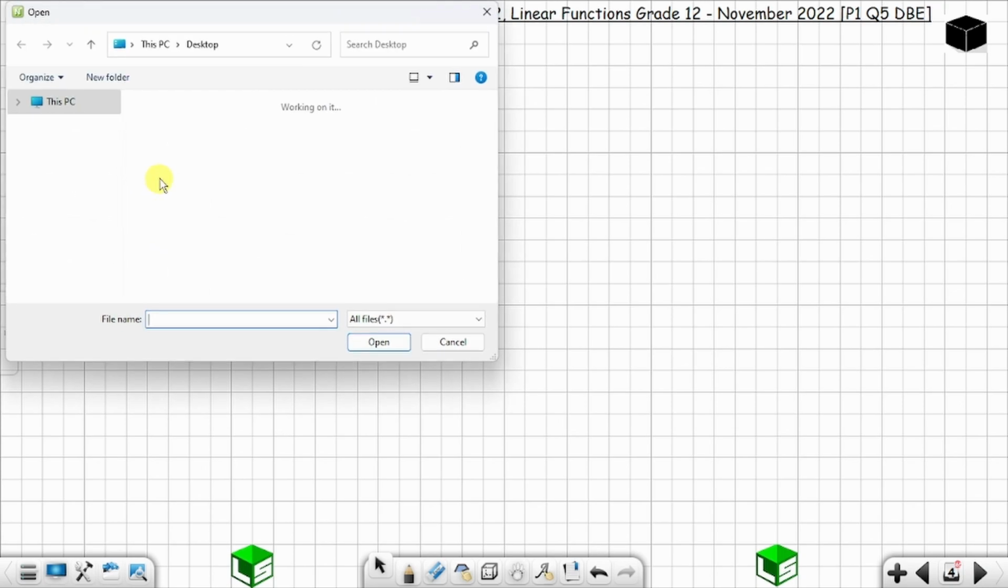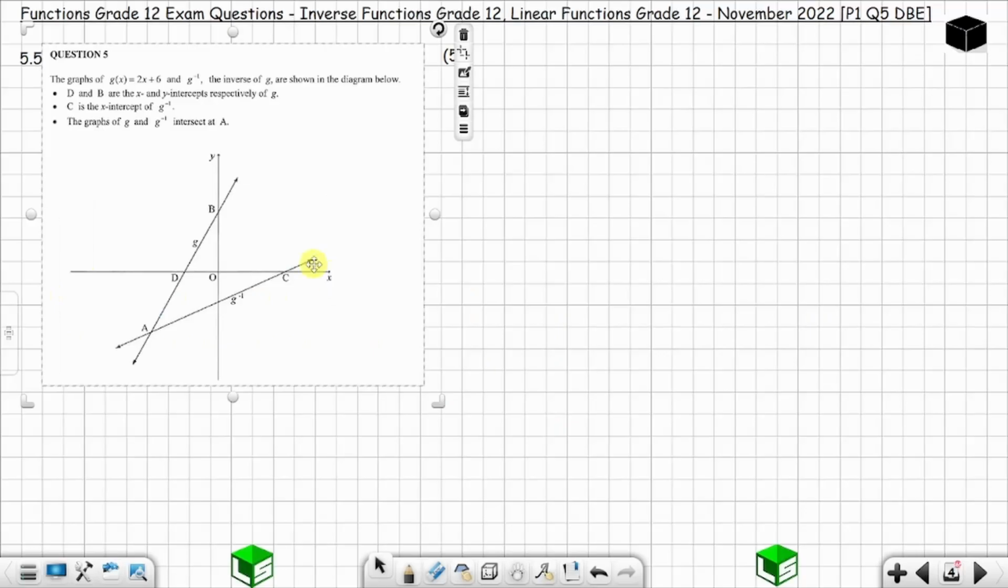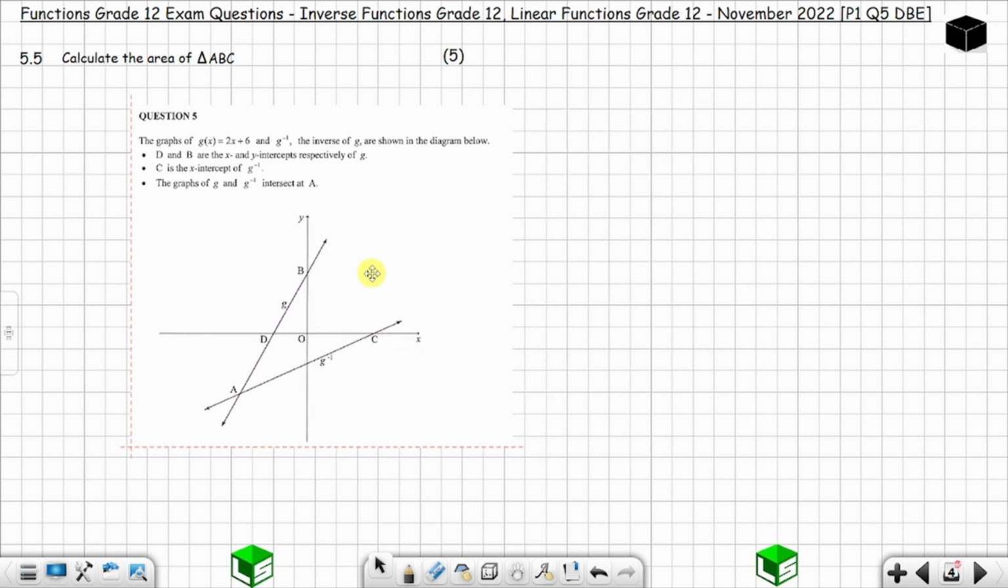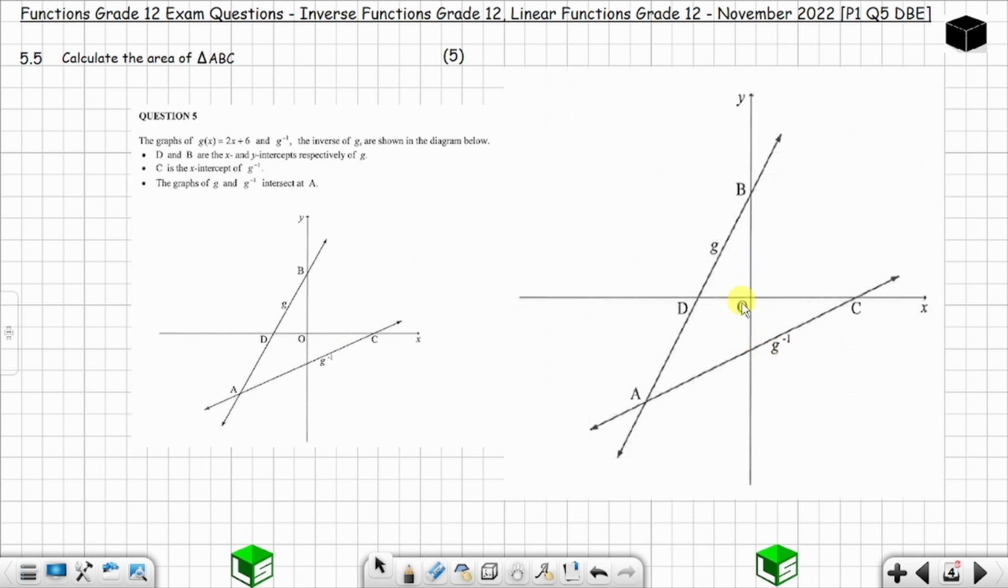You can see from the question, A, B, C, they form a triangle. So the question is to get the area of this triangle. Let me get this drawing down here. This is the drawing that you are given. You can see A, B, C, they form a triangle.